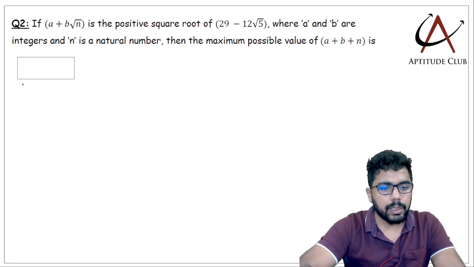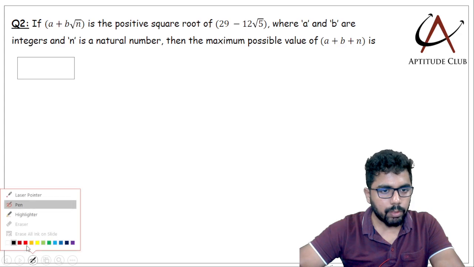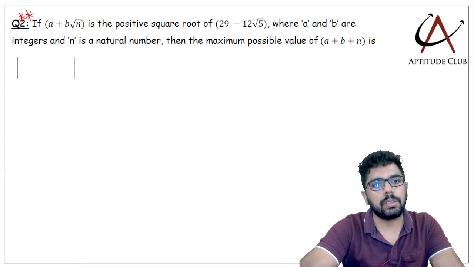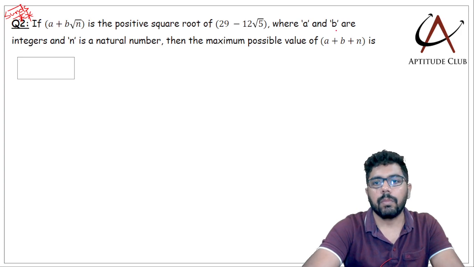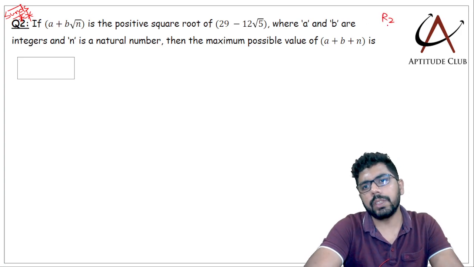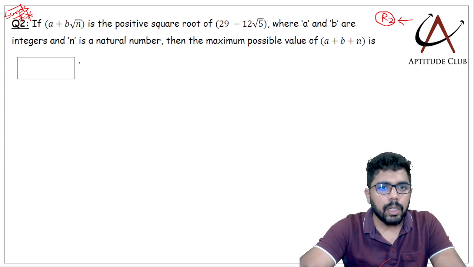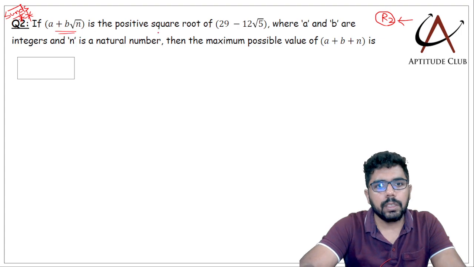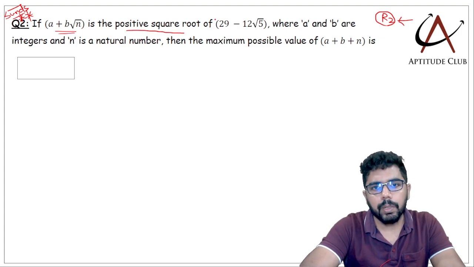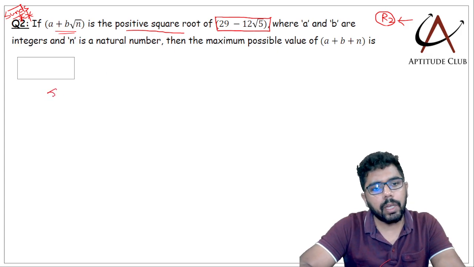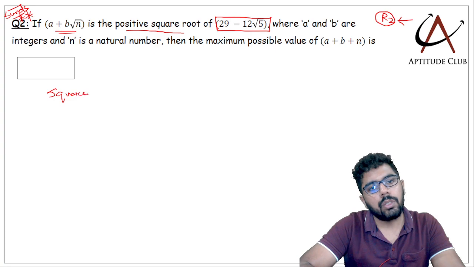Alright, next question is on surds, square root of surds. And in fact this was a very tricky question, and definitely a round 2 question in the exam. I'll tell you why. Now let's see, it is saying a plus b root n is the positive square root of 29 minus 12 root 5. How do I calculate square root of surds?